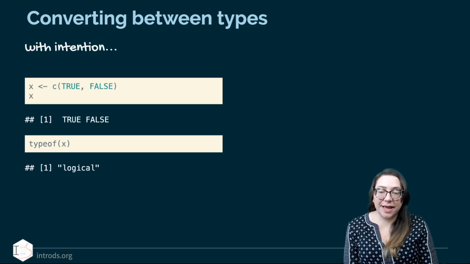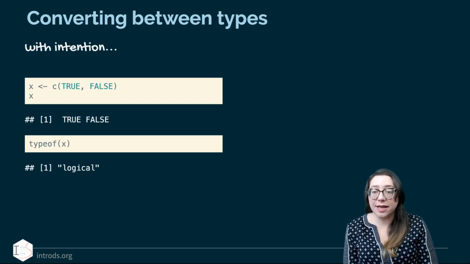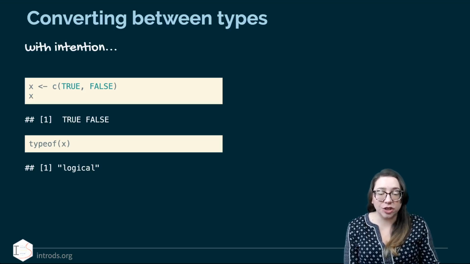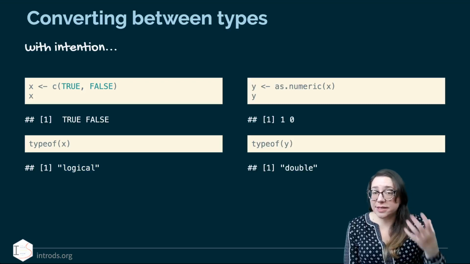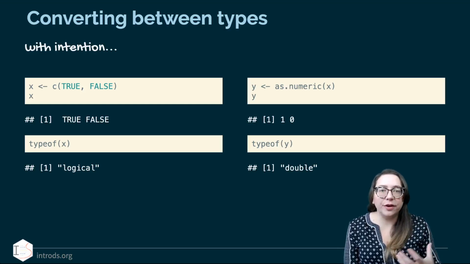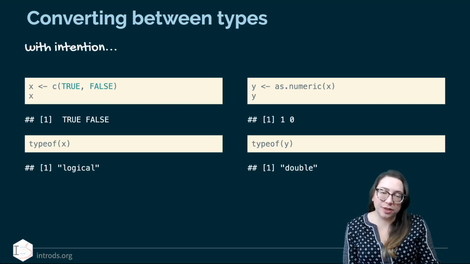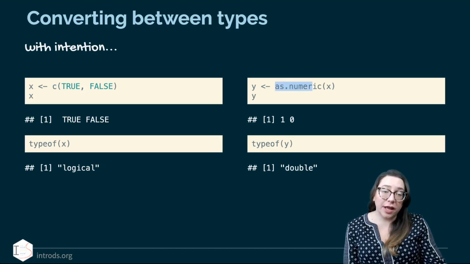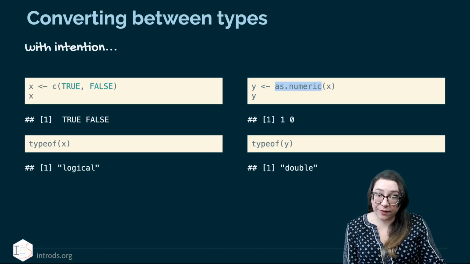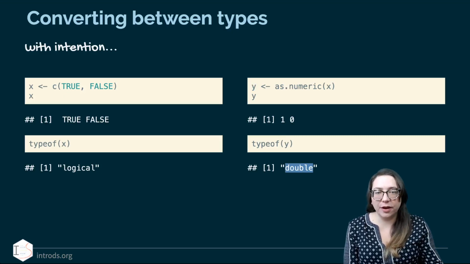If I have, let's say, another x that has the values TRUE and FALSE, so those are logicals as we've seen before, so the type of x is logical. If I want to convert that to numeric, R can actually do that because these logical values have a numeric definition as well, where TRUE is 1 and FALSE is 0. So R will happily convert a logical vector into a numeric vector. And then if I ask for the type of this new vector y that I created, it gives me double, because remember that was the default numeric type in R.